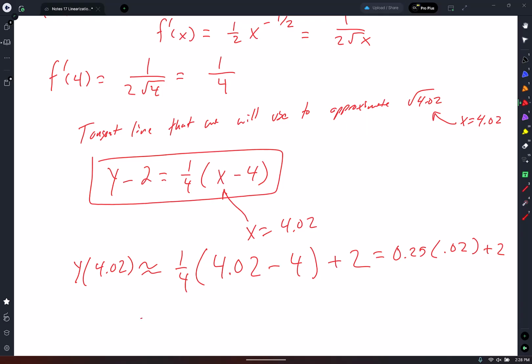So look at this. Equals. I can put an equal sign now because I'm just evaluating what this is. 0.25 times 0.02, that's 0.005 plus 2. So this is 2.005.